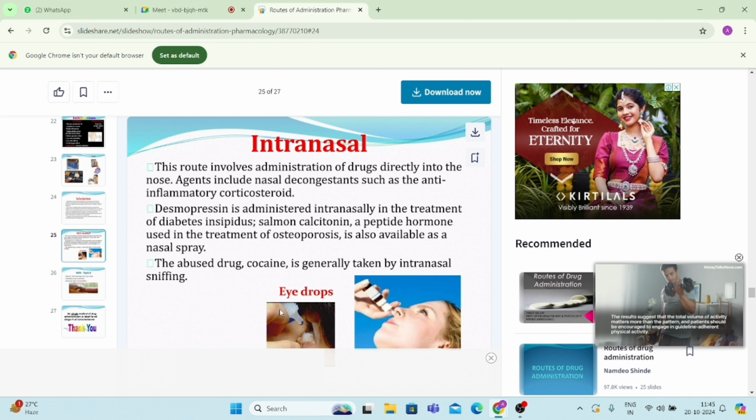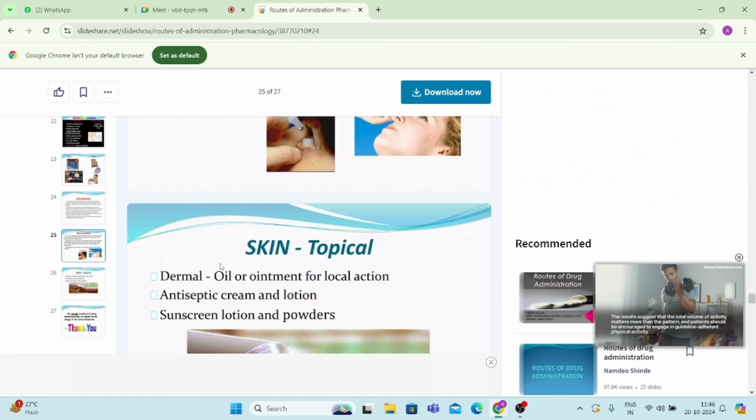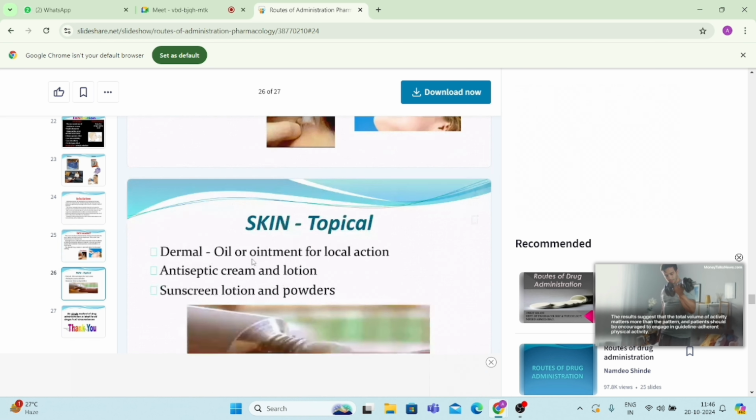Okay, and even cocaine. Cocaine is what? A drug, you all know narcotics, right? So even this cocaine will be taken in the form of intranasal only. Once they are inhaling, they'll feel the mood will be good. Okay, so this should be avoided.